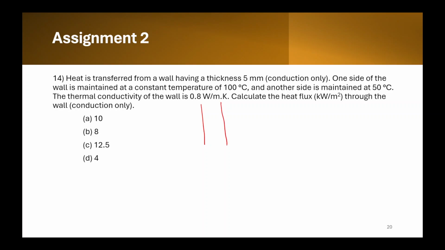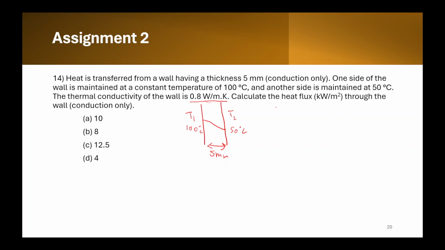So suppose this is a wall of thickness 5 mm, and this side of the wall is maintained at T1 temperature, which is 100 degrees Celsius, and this is at T2, which is 50 degrees Celsius. So there will be some temperature gradient as the heat is transferred from this side to this side, because heat transfers from the higher temperature to lower temperature. And the thermal conductivity, which has the unit watt per meter Kelvin, SI unit again, is given to us, 0.8 watt per meter Kelvin.